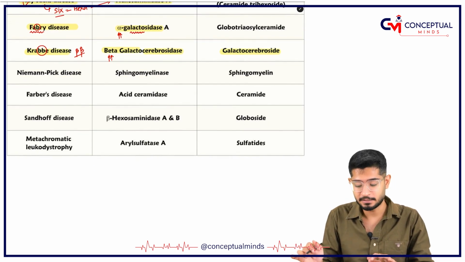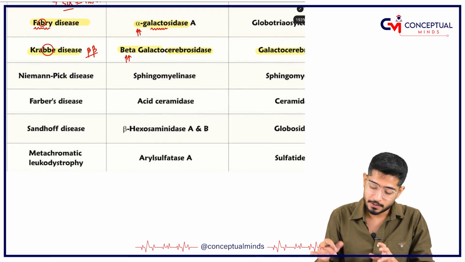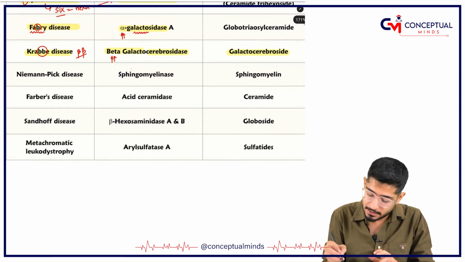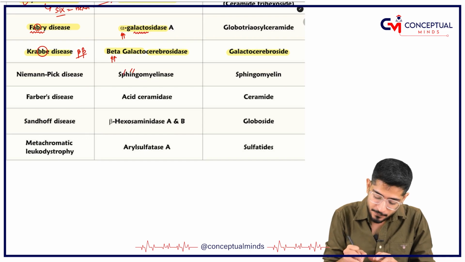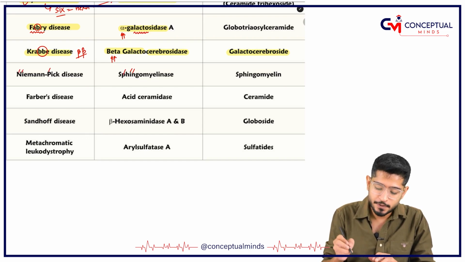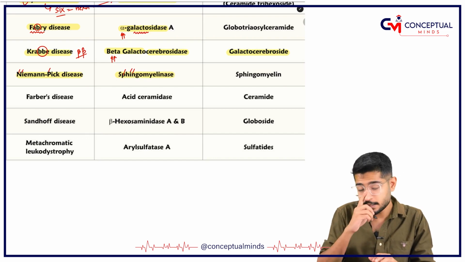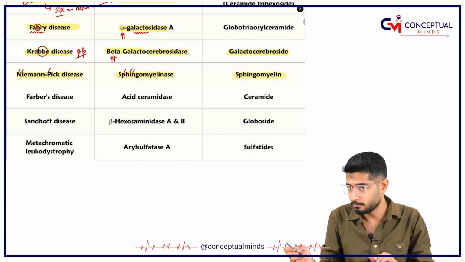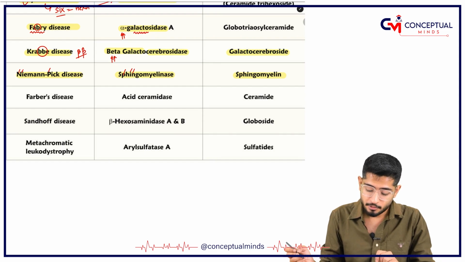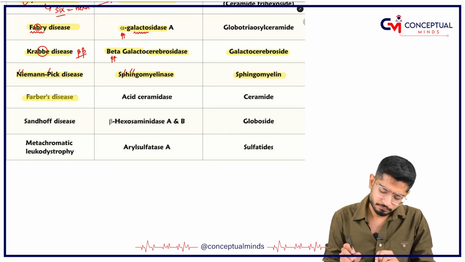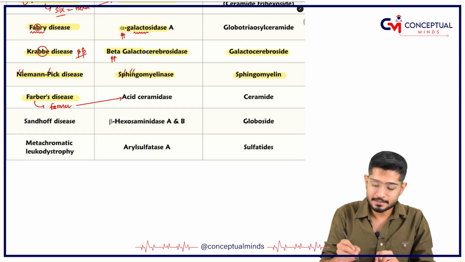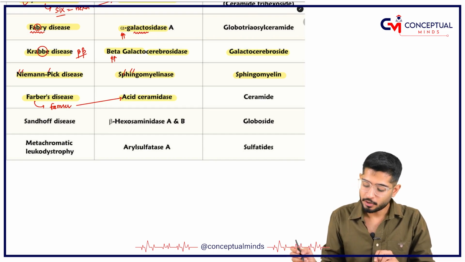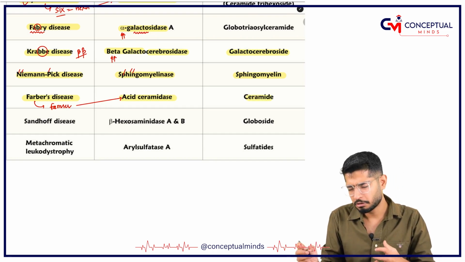Coming on to Niemann-Pick disease, that is sphingomyelin. Can you see sphingomyelin is having NIP? So sphingomyelinase deficiency in Niemann-Pick disease leads to sphingomyelin accumulation. Next is Farber's disease. Farber's disease is not very important, but you can remember farmer, a farmer who has consumed a lot of acid. So acid ceramidase deficiency. That's why ceramide is going to accumulate.